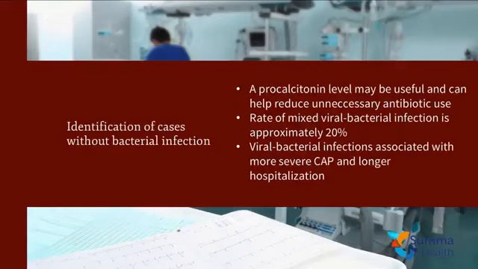Identification of such cases without bacterial infection can be important for antimicrobial stewardship, since it is unlikely that antibacterial agents will provide benefit and may be associated with harm, such as resistance or adverse events. A procalcitonin level may be useful here, and we have found this to be helpful to reduce unnecessary antibiotic use, since a low procalcitonin level indicates an unlikely presence of systemic bacterial infection.